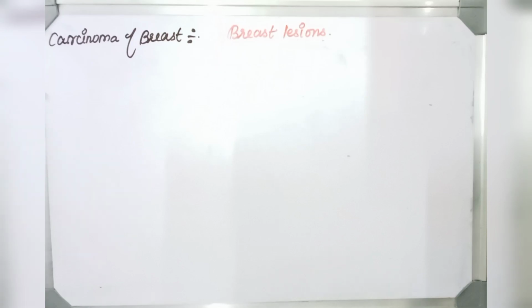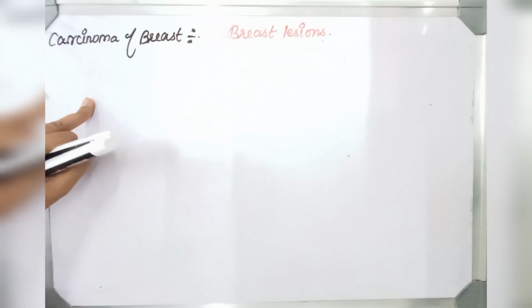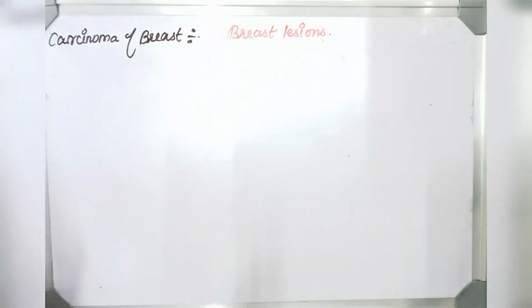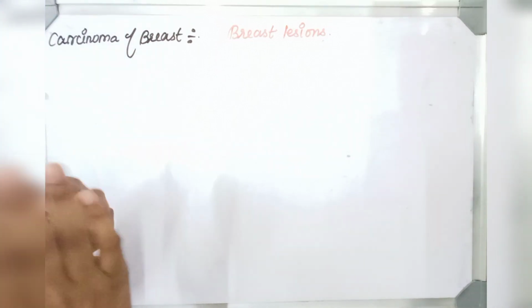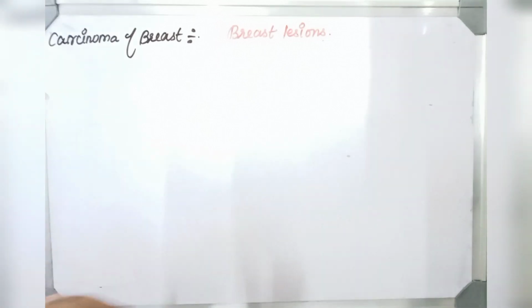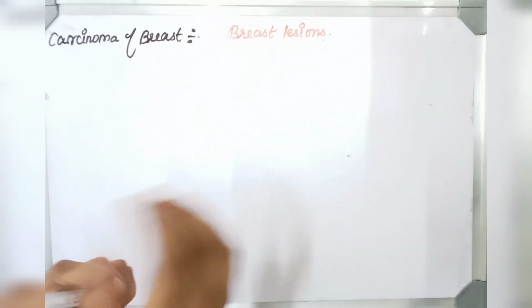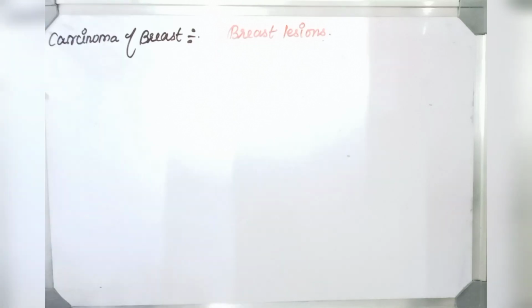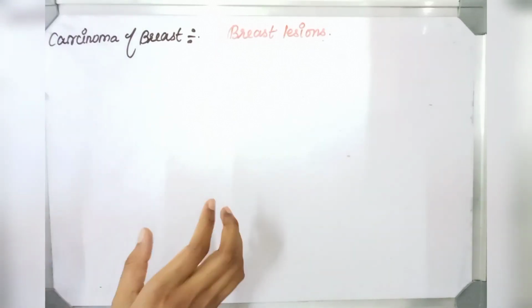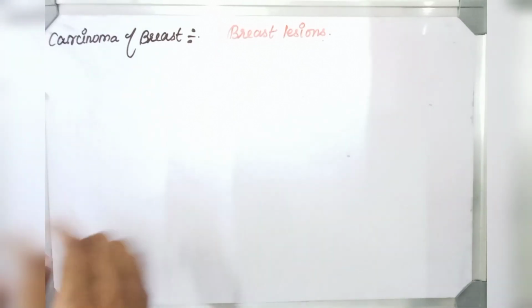So let us see about the carcinoma of the breast here. Carcinoma of the breast most commonly occurs in women. We are going to see the types based on histology. There are 5 types based on histology: ductal, lobular, medullary, tubular and colloid types.